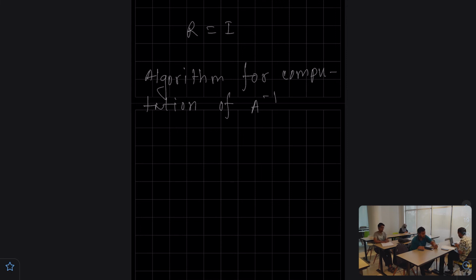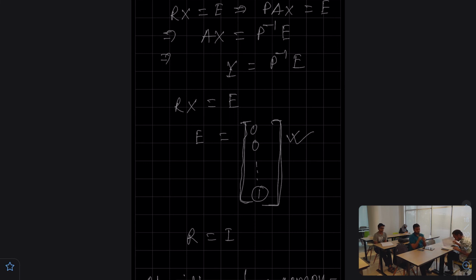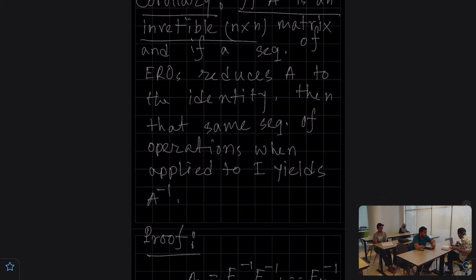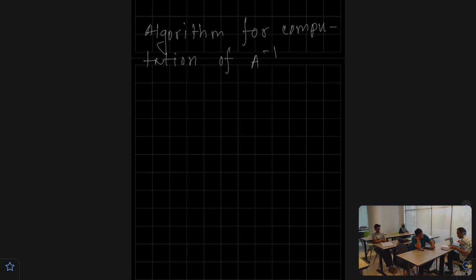A inverse. In a previous corollary, one of the corollaries we considered: if A is an invertible n cross n matrix, and if a sequence of elementary row operations reduces A to the identity, then that same sequence of operations when applied to I yields A inverse. We are going to use that corollary to find A inverse.